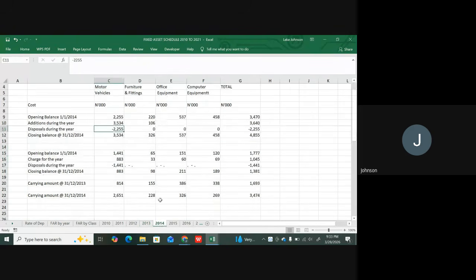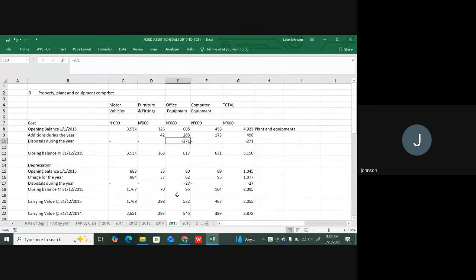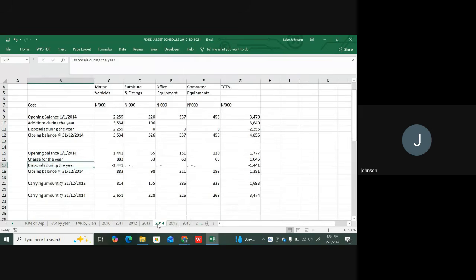The same thing is happening in 2014, and I don't know what could be the issue. Probably those assets were disposed of during the year. Anyway, at least you've been able to see how it is being done, right? You've been able to see, oh, I get it now. So let's come back to 2014 or 2013.